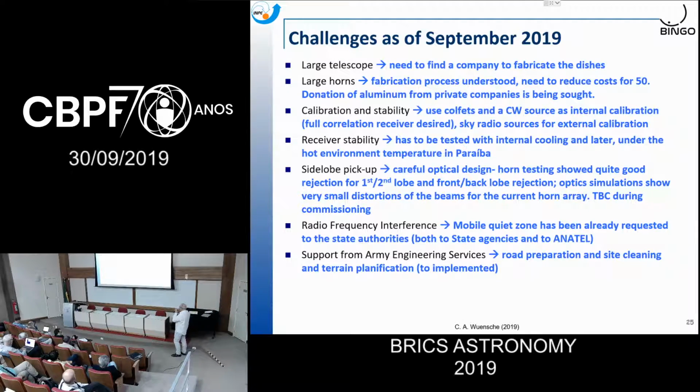We are working with the state agencies and Anatel, which is the regulating agency for telecommunications, towards transforming that area into a radio silence zone. And we are waiting for a clearance to have the Army Engineering Services help us during the construction: roads, bridges, and terrain preparation.